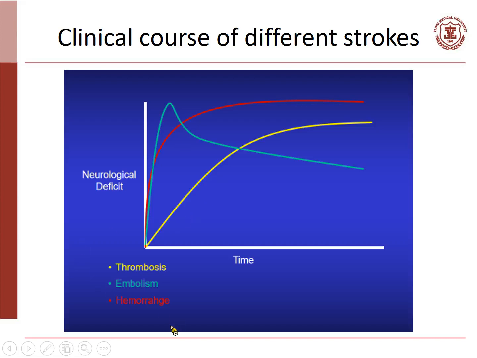But hemorrhage is like a hematoma, like a blood tumor inside. So the disease usually occurs during emotion, and the neurologic deficit reaches the maximum very fast and persists. And for thrombosis, it's usually because the vessel is narrowing and the blood flow gets lower and lower, so the clinical course may take several hours to reach the maximum and persist.